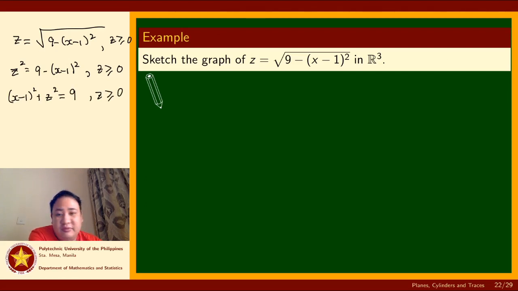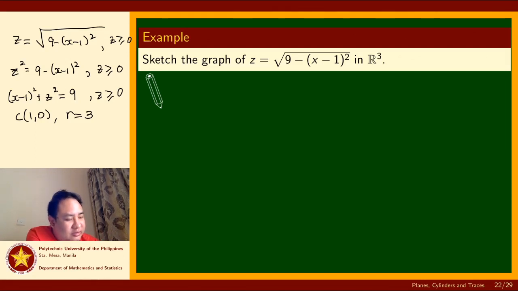What do you see? In the xy plane, it looks like a circle to me. It has a center at (1, 0) and a radius of 3 because 3 squared is 9. But it is not a full circle, because z is greater than or equal to 0. So this is just the upper portion of that circle.